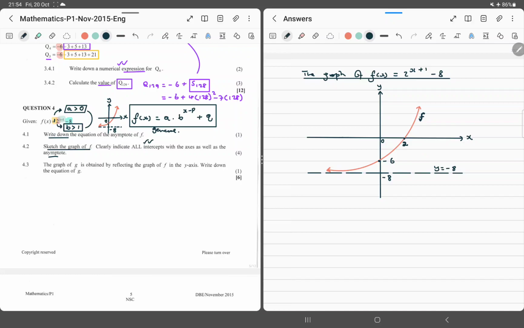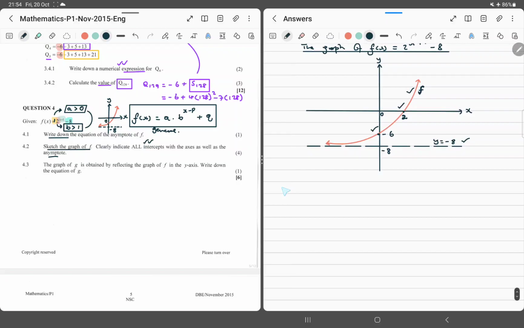Otherwise, this is sorted, guys. That's 4 marks. First of all, for the shape, we're getting a mark. For working those two intercepts, because we didn't have them, those ones each get a mark. And for showing the asymptote. So that's how we score those 4 marks. Nice and easy.